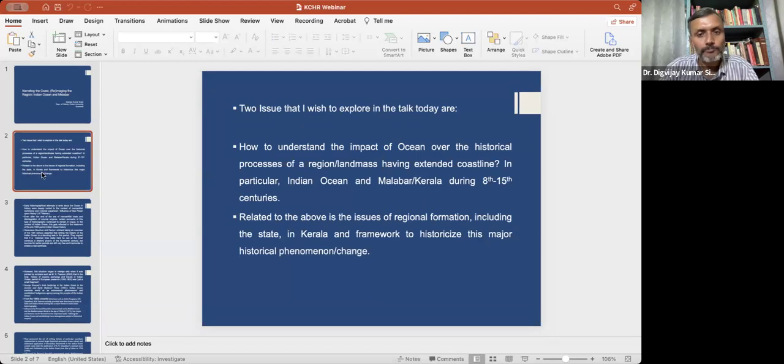So about the first question, which is more historiographical, we have to look at how to see the impact of the ocean on the history of a region which has an extended coastline.